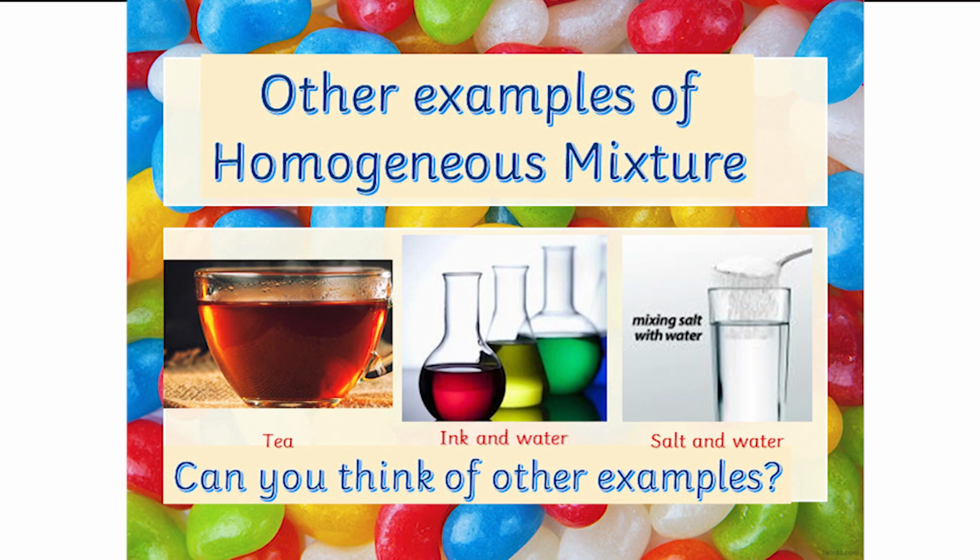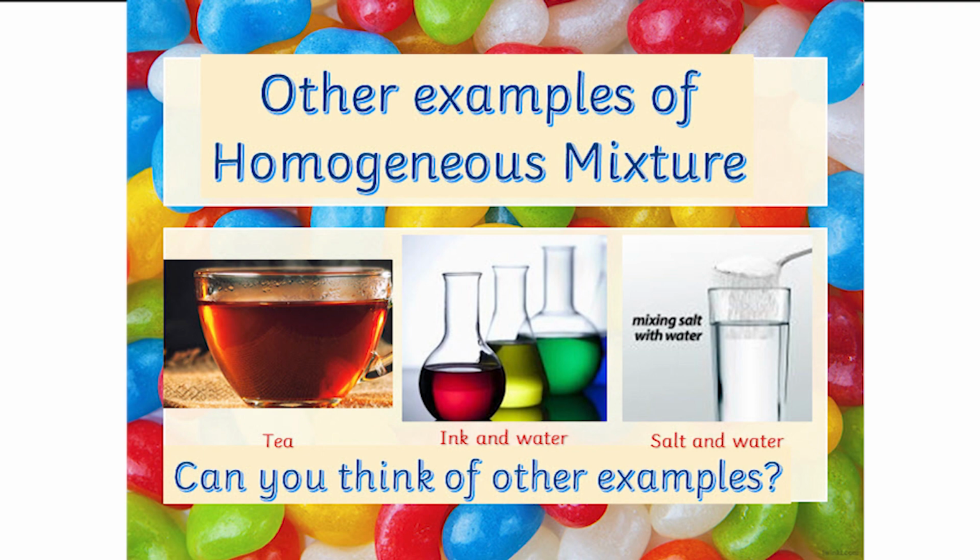Other examples of homogeneous mixtures are tea, ink and water, salt and water. Are you able to differentiate between the particles of tea from the particles of water? No. The appearance of this mixture looks the same, and then I have a homogeneous mixture. Similarly, I'm not able to differentiate between the particles of ink from the particles of water. The appearance is uniform, and the ink and water form a homogeneous mixture. And it's the same for salt water.